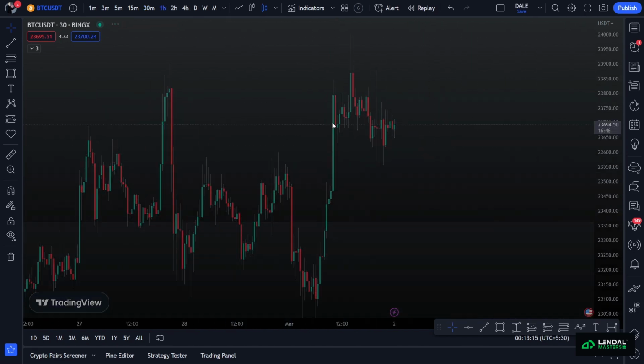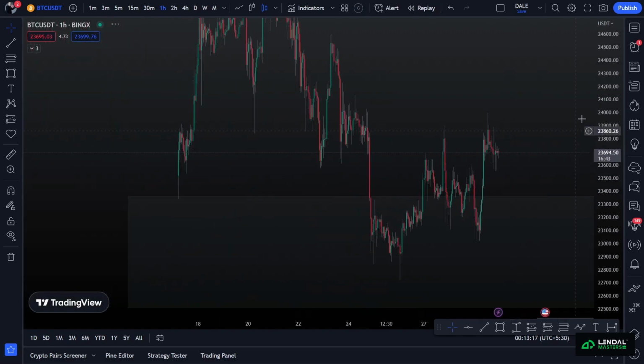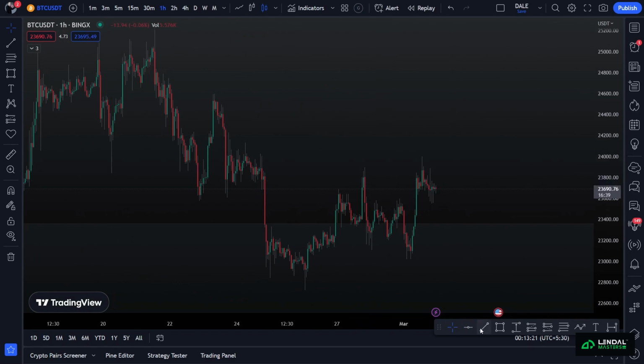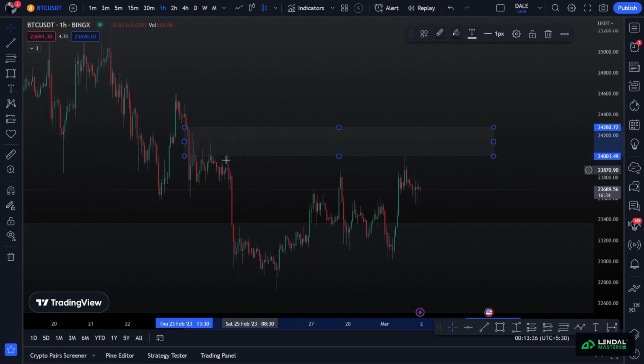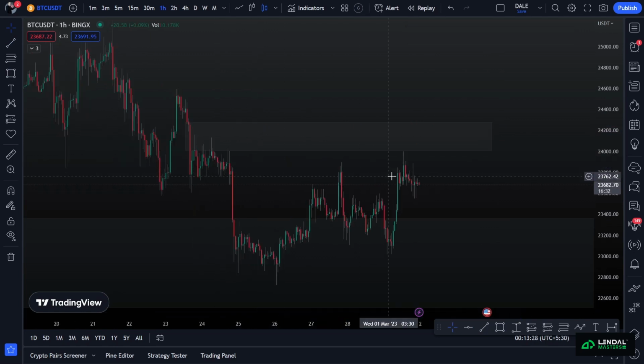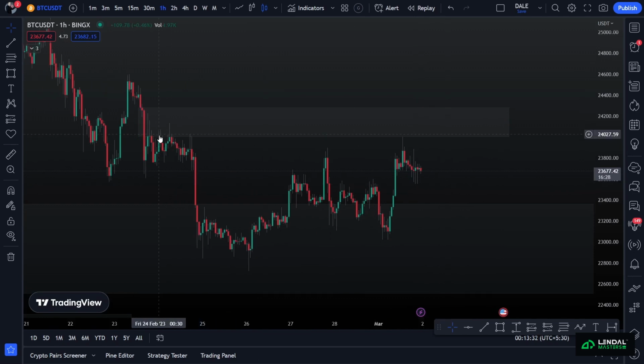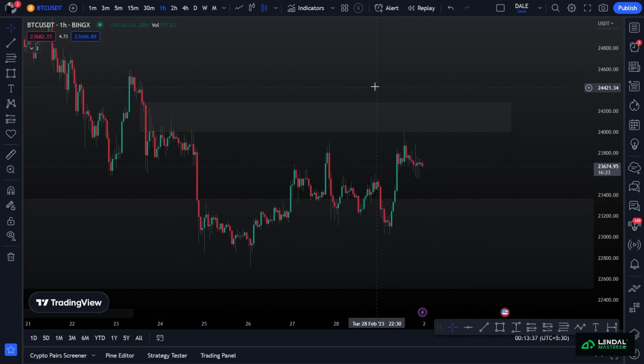I'm likely to enter a trade when it breaks above this zone. We have a good amount of wicks here. I am expecting a reversal, and it has already happened here. As you can see, it almost touched this area, and it's reacting now.